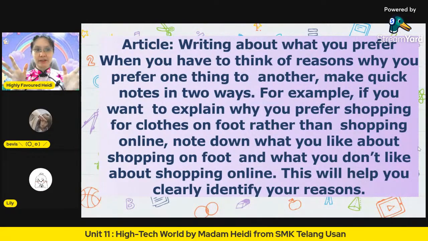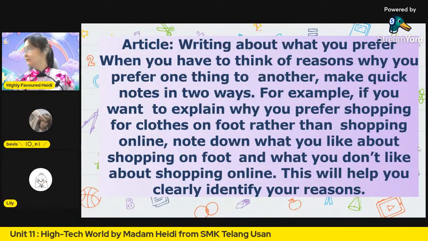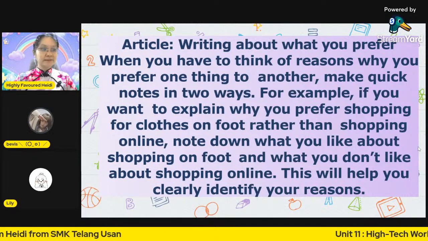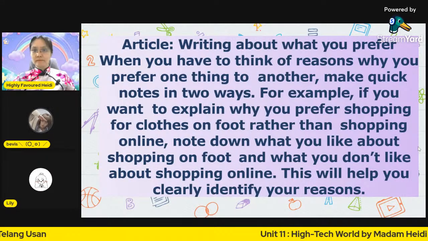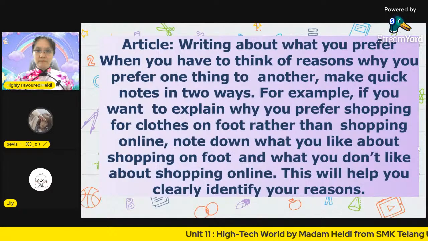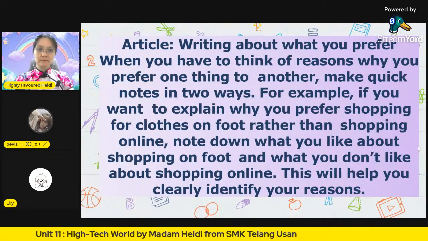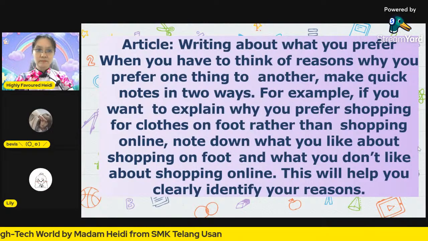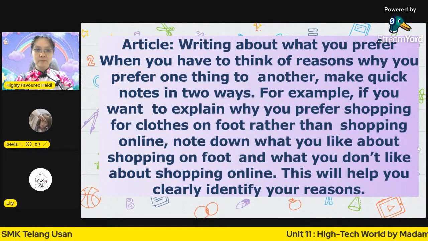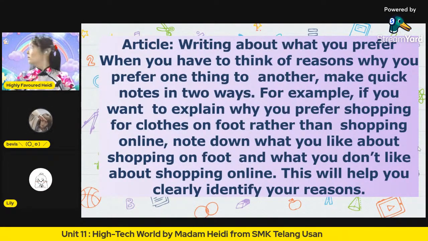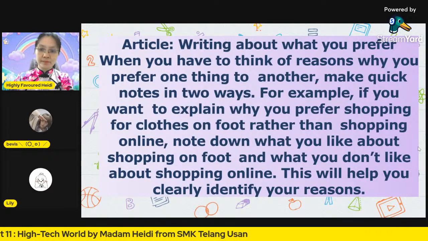So let's have Bevis, can you read for me? Isaac, don't be so loud. Yes, madam. Article writing about what you prefer. When you have to think of reasons why you prefer one thing to another, make quick notes in two ways. For example, if you want to explain why you prefer shopping for clothes on foot rather than shopping online, note down what you like about shopping on foot and what you don't like about shopping online. This will help you clearly identify your reasons.